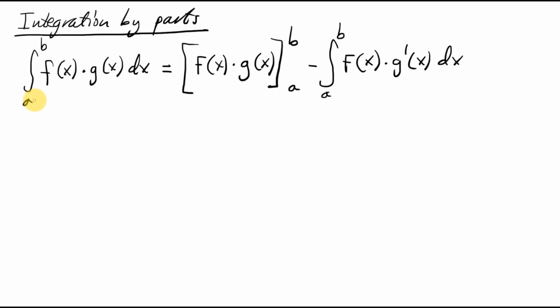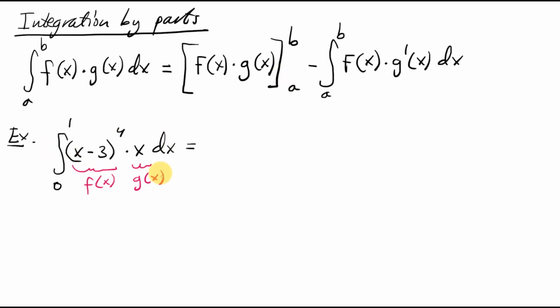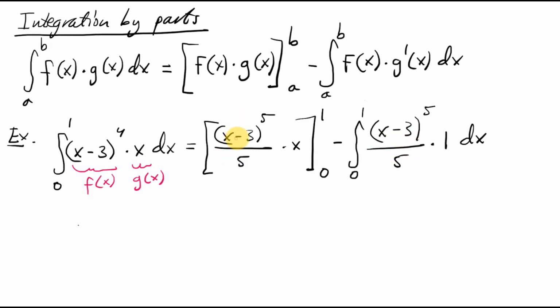The formula for integrating by parts also looks the same. We only have to remember to have the limits here. So for example for this one, and here we have f of x is this and g of x is this, and the antiderivative of this one is this. And here we have to put that again and take the derivative of this one, which is just 1. Then we have to put in the limits here, which give us this.